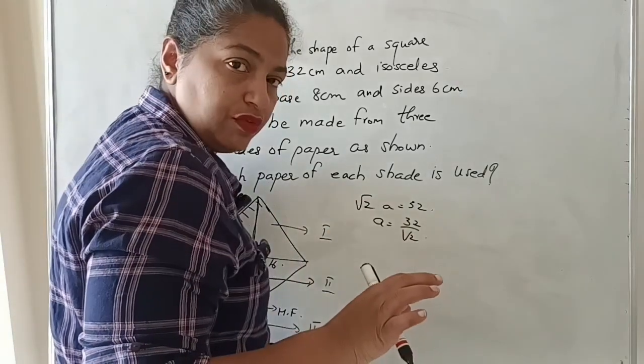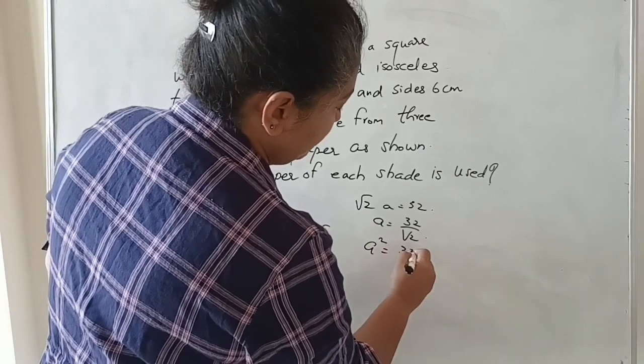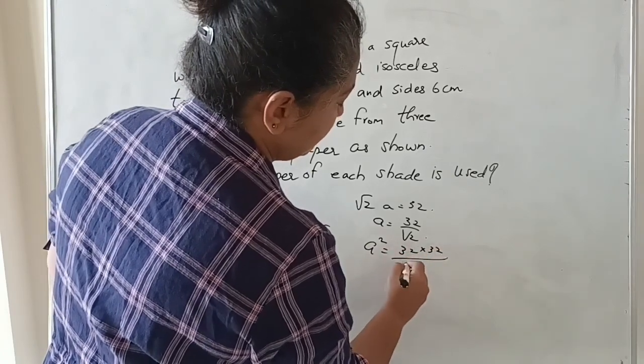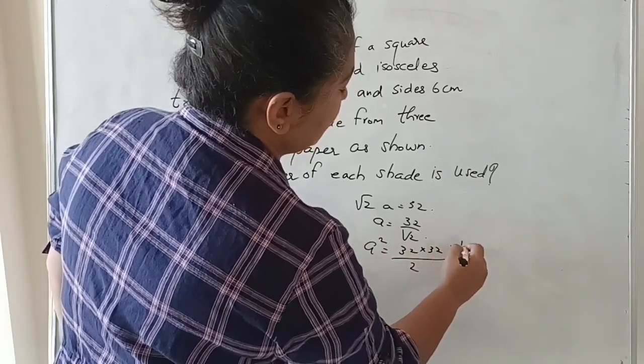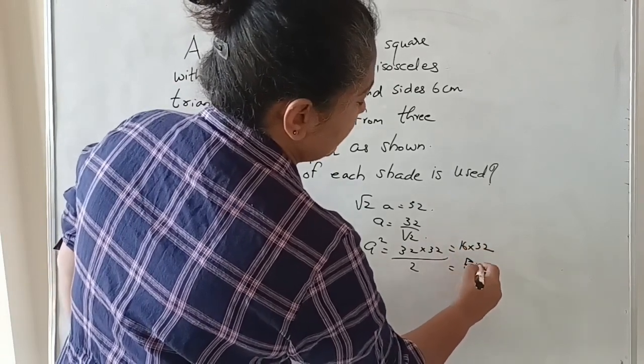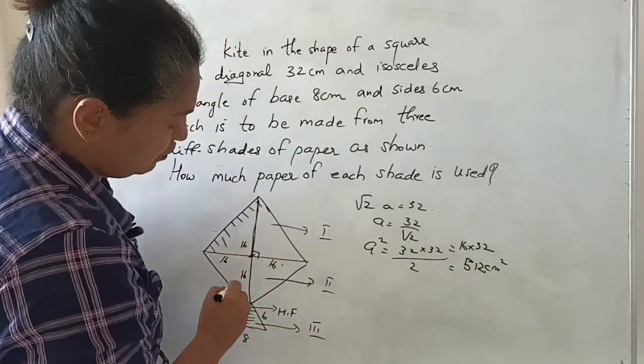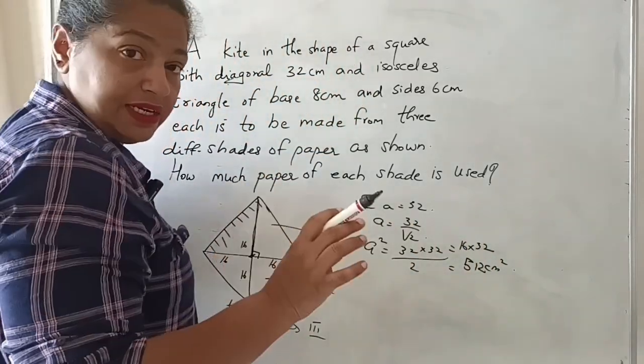Now you know the area of a square formula. The area of a square is given by a square. So a value you know. So 32 into 32 divided by root 2 square is a 2. So you will get 16 into 32, which should give you 512 centimeter square. So you have gotten the value of the whole area as 512.